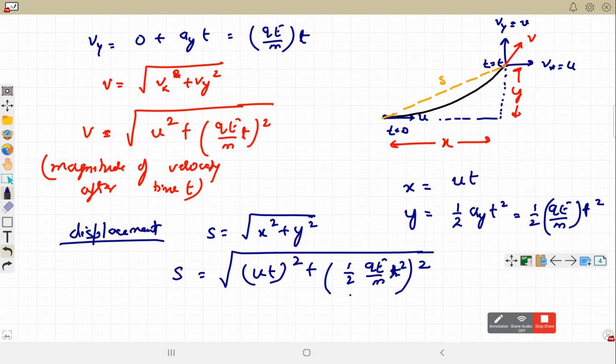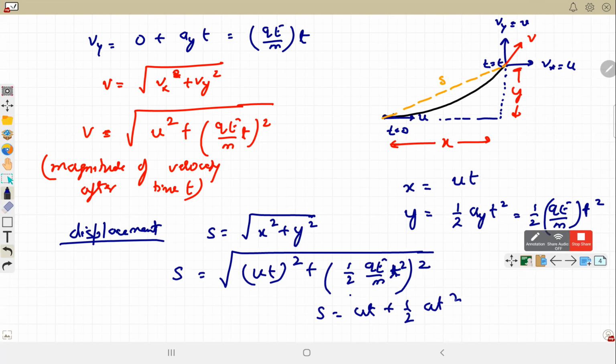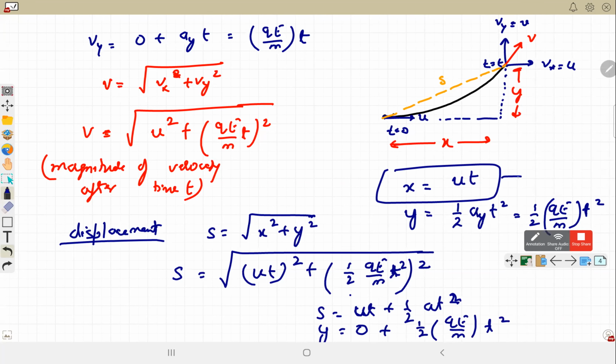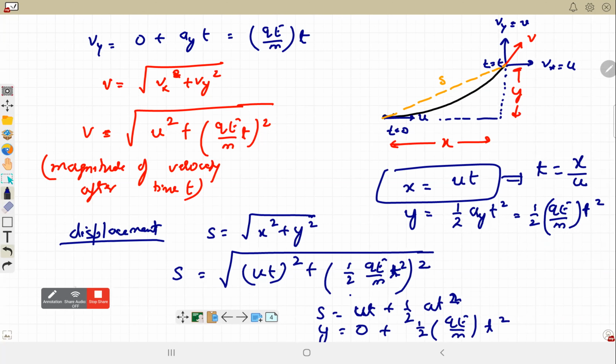Could you re-explain the y equals half at square part again? Second equation of motion, s is equal to ut plus half at square. Since it is the constant acceleration, initial velocity in y is 0. Oh, okay, sir. Got it. Acceleration is qE by m. This t also we can calculate from the equation of x. T is equal to x upon u. So y के formula में हम इसको put करते हैं, then we also get the equation of path.